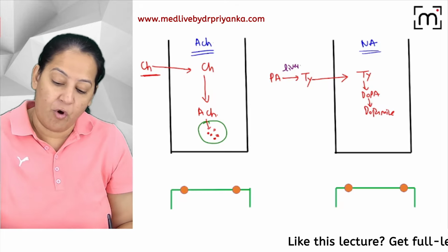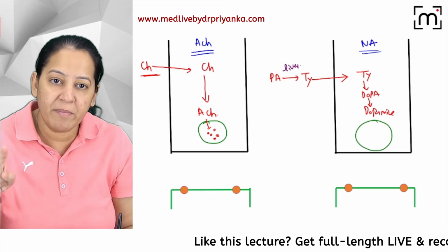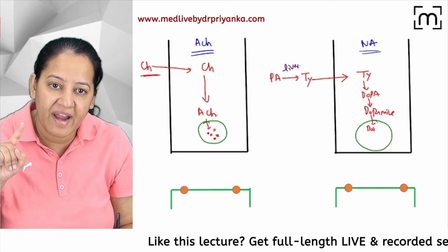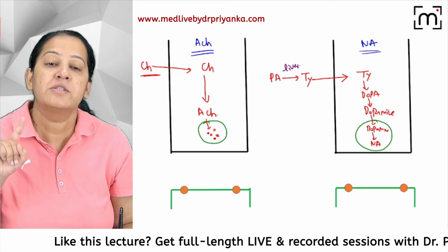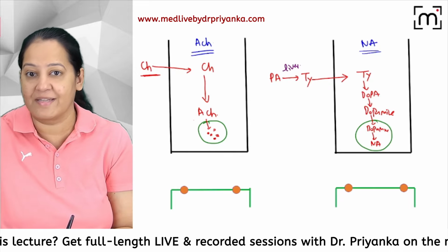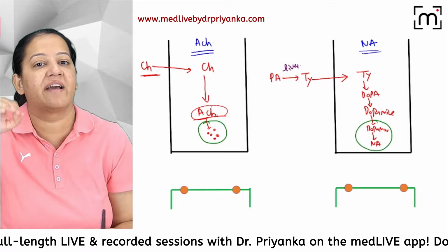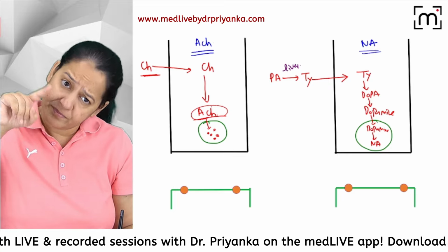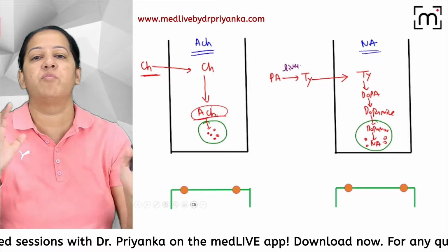Once the dopamine is formed, this dopamine will enter the vesicle. Please mind my words. After entering the vesicle, dopamine gets converted to noradrenaline. So noradrenaline is synthesized in the vesicle. It is not synthesized in the cytoplasm like acetylcholine. Acetylcholine was synthesized in the cytoplasm and after synthesis goes to the vesicle. But here it is synthesized in the vesicle itself and gets stored. So you have seen the synthesis of both neurotransmitters.